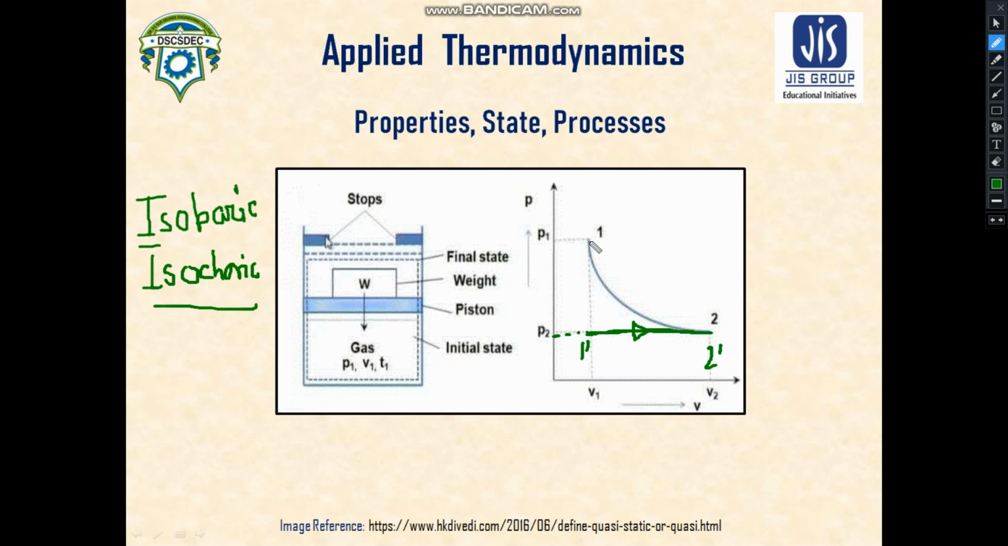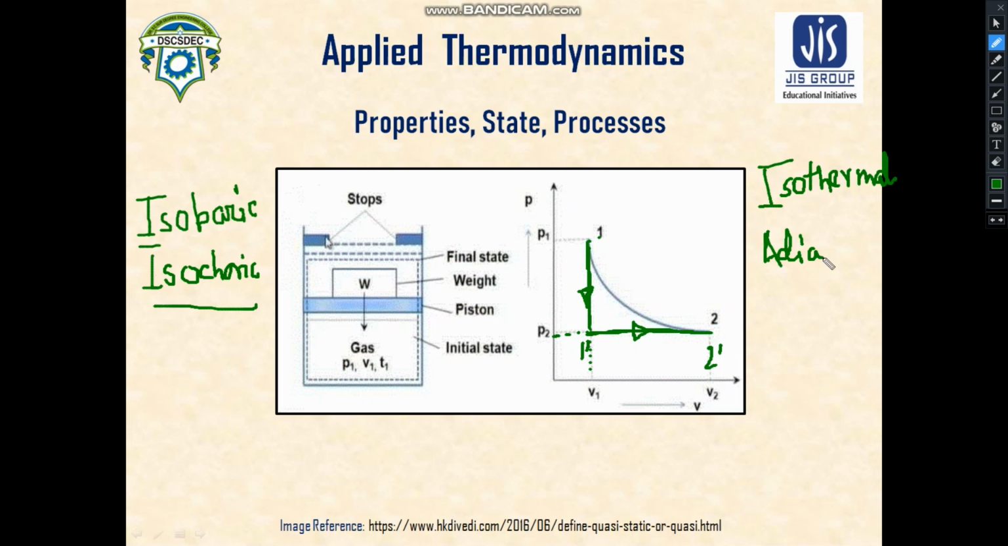If we consider a process in this direction, like 1 to 1 dash, then it suggests the volume has remained constant throughout this process. This indicates an isobaric process. Now if temperature remains constant, then it will be termed isothermal. Whenever there is no heat transfer allowed in a certain thermodynamic process, it is called adiabatic.